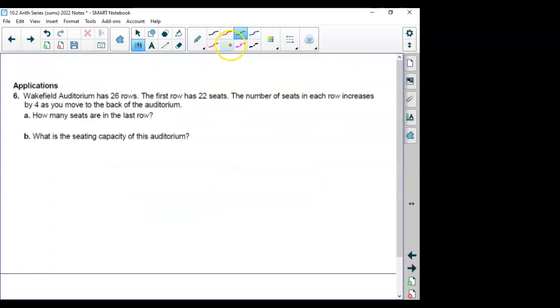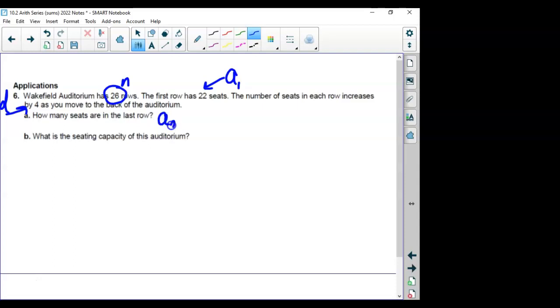All right, now we have an application. Wakefield Auditorium has 26 rows. That's the total, so that's, I think, going to be our n. The first row has 22 seats. That's a sub 1. The number of seats in each row increases by 4. What's that number? d. How many seats are in the last row? What is the last row again?